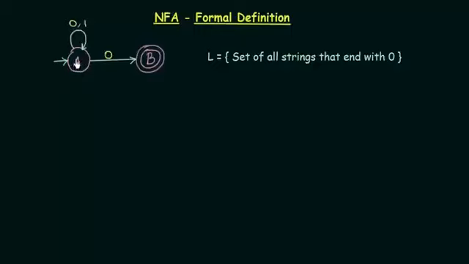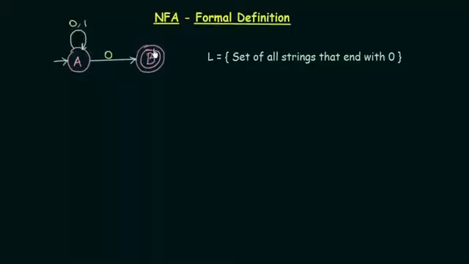So if you look carefully, you can see that there is a starting state represented by this arrow. So A is a starting state, just like the DFA. And A on getting input 0, what happens? It could either stay in A itself or it could go to B. There are multiple next states. This was not possible in DFA. And A on getting input 1, it stays in A itself.